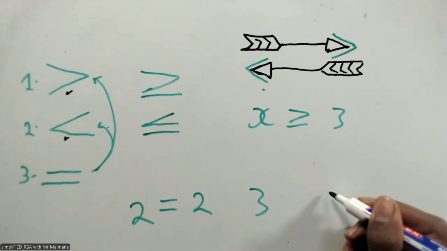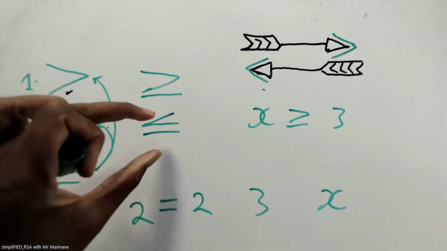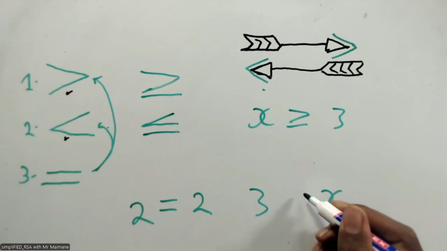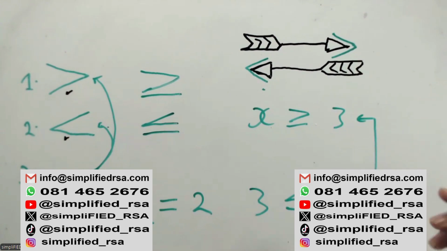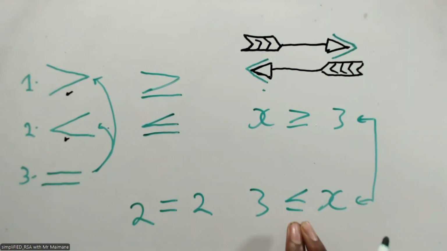Just like if it is like this also, and then they decide to put this arrow, and then it's like that, you can tell that this situation is the same, because x is greater or equals to 3, or 3 is less or equals to x. So don't get this confused. That's the first thing we must know.